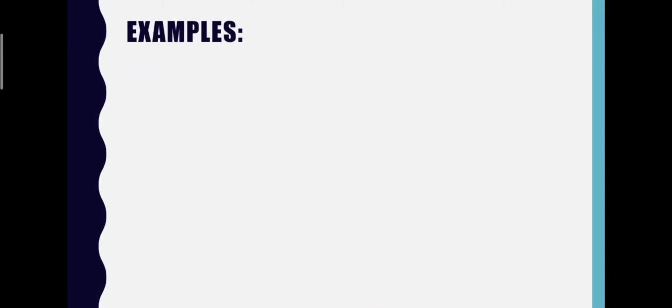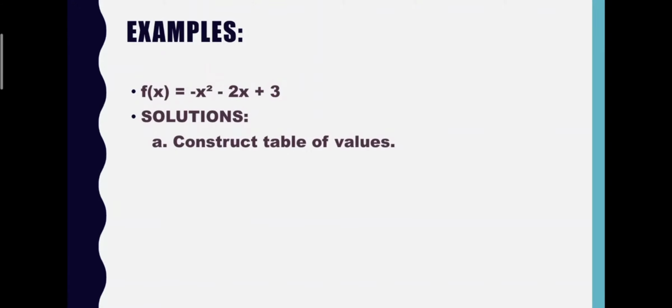I have here an example. Example number 1: f of x is equal to -x squared minus 2x plus 3. So, for the solution, first you are going to construct a table of values. You already know how to construct a table of values. By the way, I already discussed this in my previous blog entitled solving quadratic inequality in two variables. So, the process here is the same. Construct a table of values.